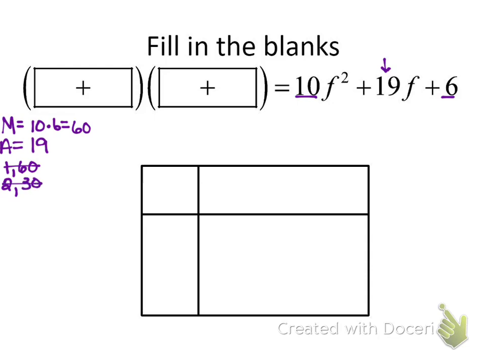Nope. That doesn't work. Okay, then my next factor of 60 is 3 and 20. If I add those together, will I get 19? Nope. Okay, can I take 4 times something to get 60? Yep. What? 4 times 15. If I add those two numbers together, will I get 19? Yep. There it is.